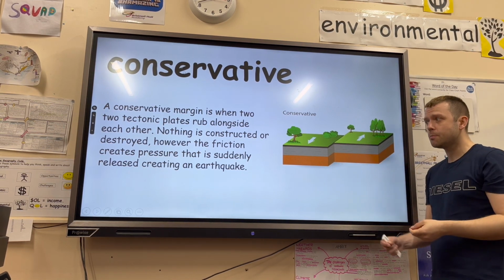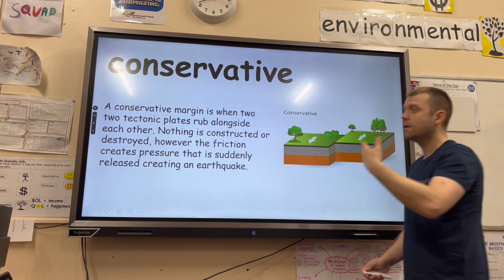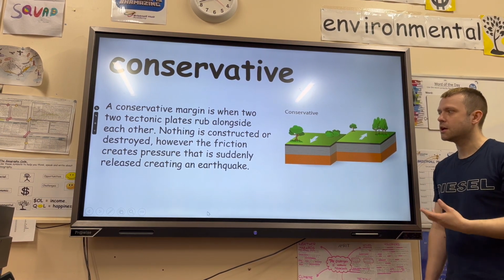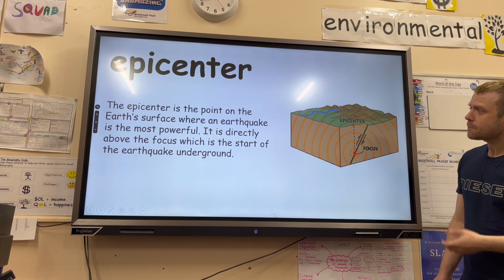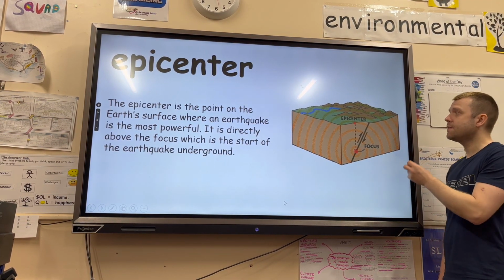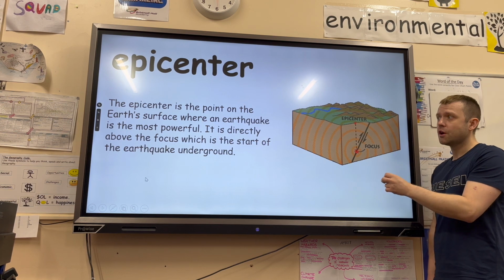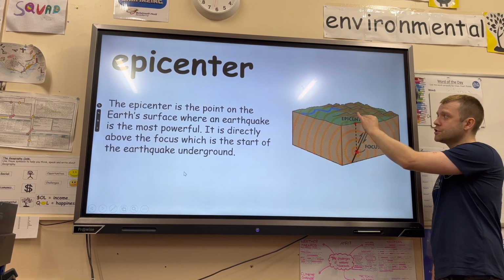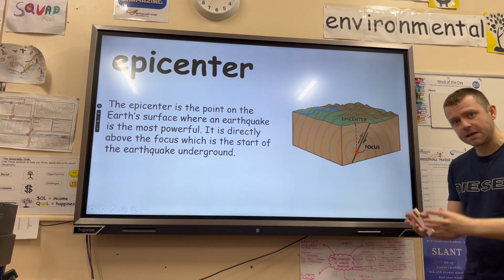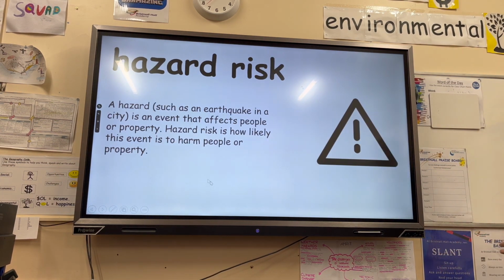Over time, pressure builds up because of friction, and eventually you will get a sudden release of this energy in an earthquake. The word epicentre. The epicentre is basically the most powerful part of the earthquake on the surface of the land. So when you think of epicentre, think of middle, most powerful.